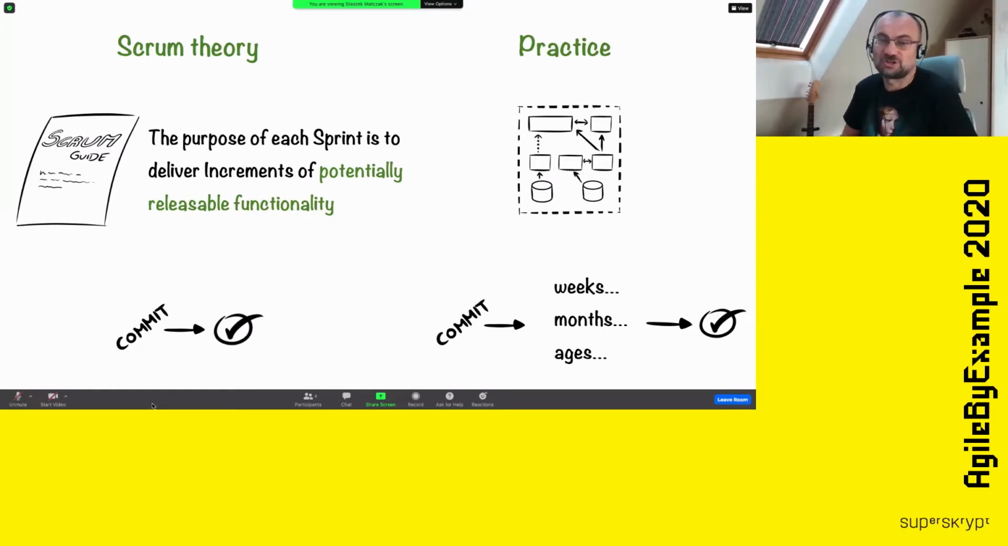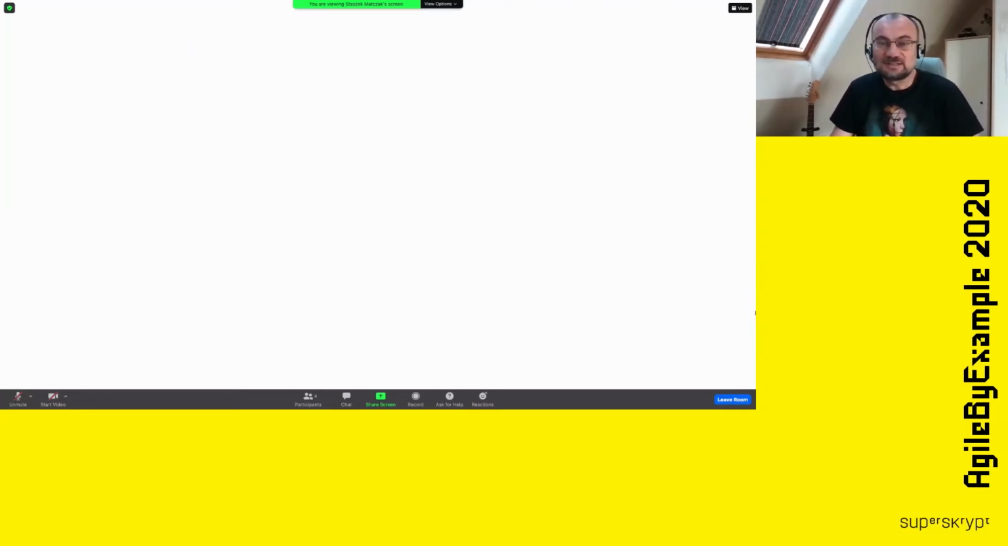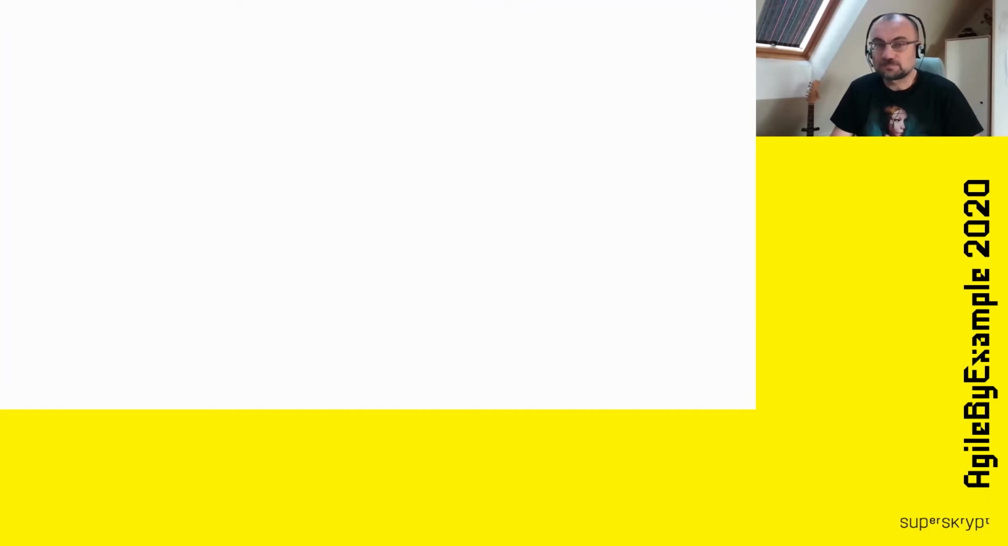So in my current project, we started from the right situation and we try to implement potentially releasable features. And I would like to tell you the story about this experience. So let's start with the context.